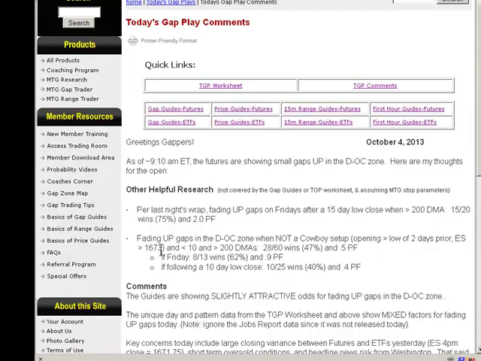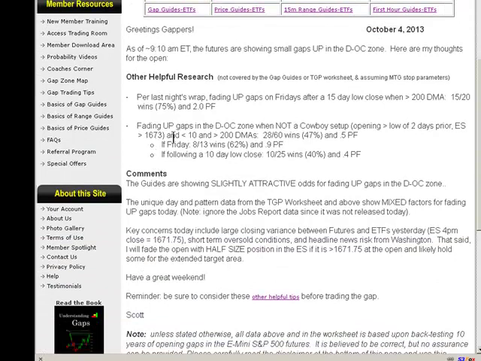So we did open below 1673, so it was a good setup in that regard. That's generally a positive. So you can ignore this data here because we opened at 1672, I think 50. So overall the guides were slightly attractive. When you look at the individual guides, which I did not take you through just now, I just showed you the summary on a worksheet. So they were slightly attractive.